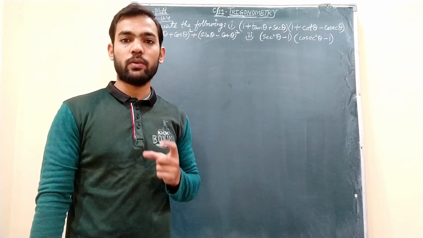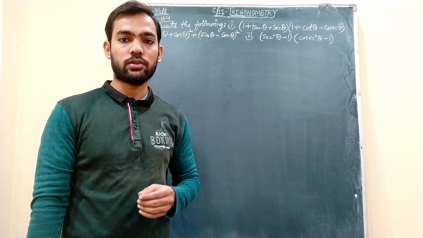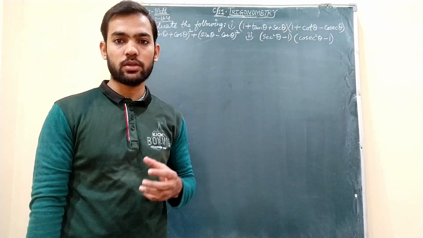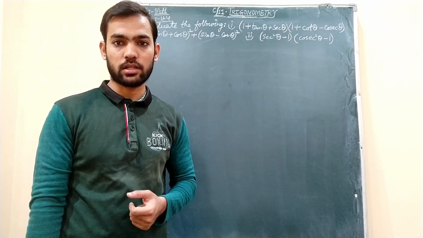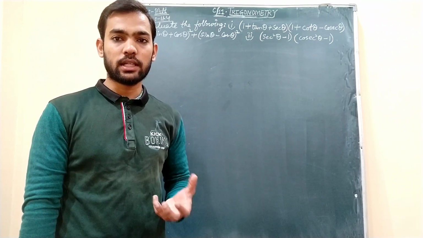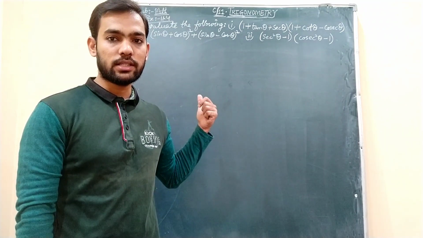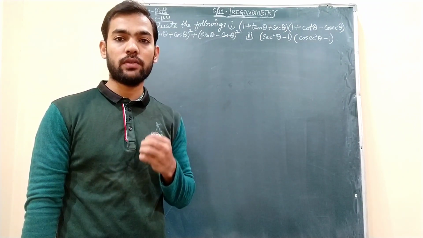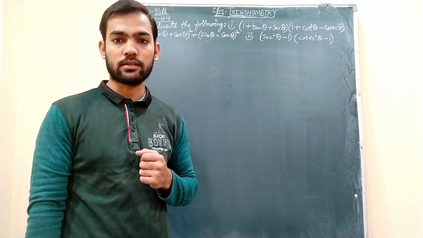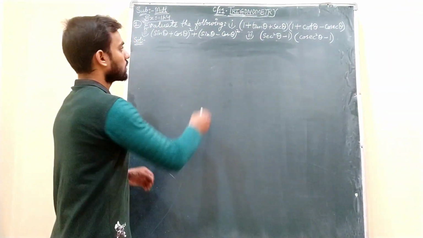You need to remember whenever you are asked to find the value of or evaluate the following, the answer you should get is some number. It should not have any trigonometric ratio. When it says simplify, then you can get a number as well as a trigonometric ratio. But whenever evaluate is given, you should always get a number at the end of your answer. So now we will start with the first bit.